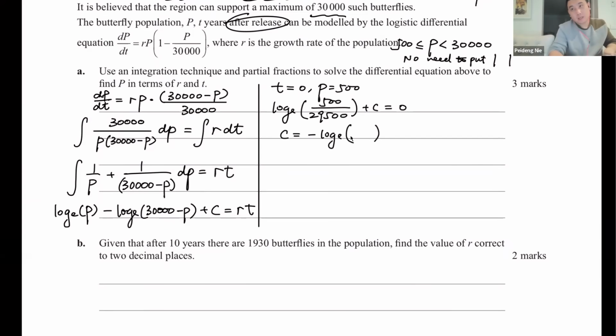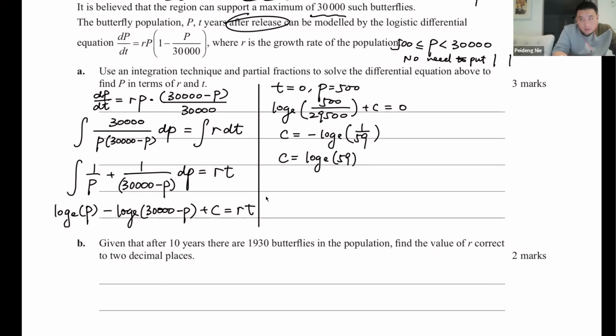Well, better use my calculator to double check what the value should be. So 500 divided by 29500. This would be 1 over 59, okay? So 1 over 59, which means my C value is simply log e 59, okay? Because you just take the reciprocal, put in the negative index on 1 over 59, and that's the reciprocal.